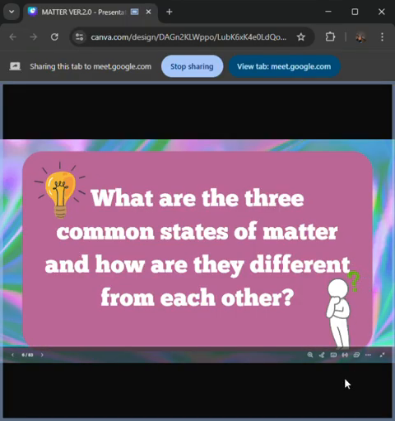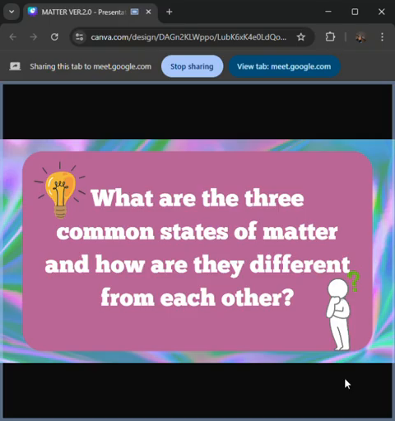So the first question is, what are the three common states of matter and how are they different from each other? So anyone who has an idea, you can just share at least one. Yes, James Phillip. Hello, ma'am. So, the three common states of matter are the solid, liquid, and gas, and they're differentiated based on the distance of their molecules, and how they are arranged together.